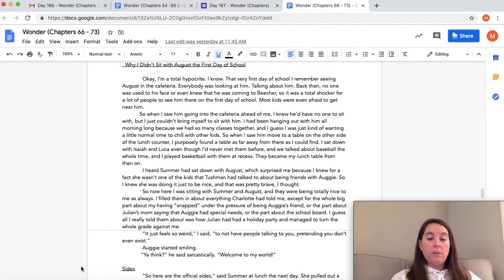So now, here I was sitting with Summer and August, and they were being totally nice to me as always. I filled them in about everything Charlotte had told me, except the whole big part about my having snapped under the pressure of being August's friend, or the part about Julian's mom saying that August had special needs, or the part about the school board. I guess all I really told them about was how Julian had a holiday party and managed to hold grade against me. "It just feels so weird," I said.